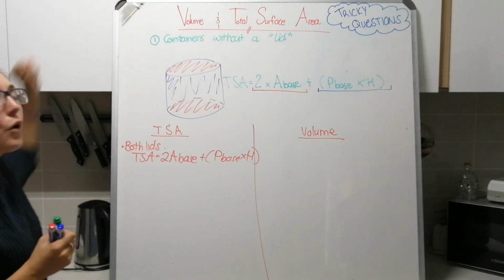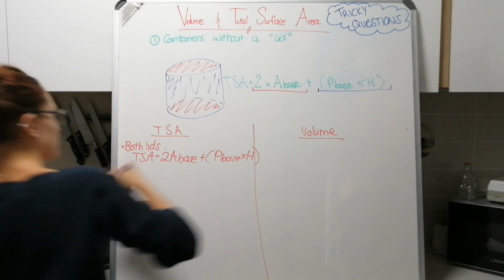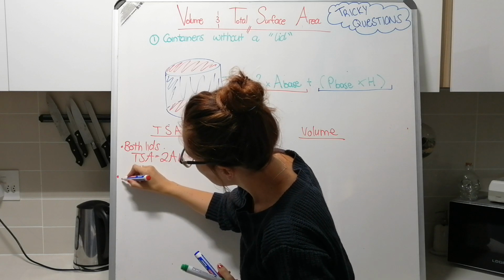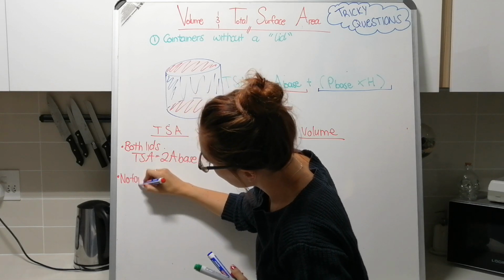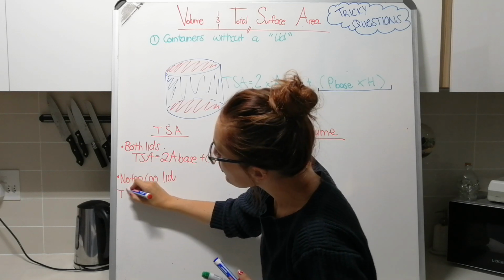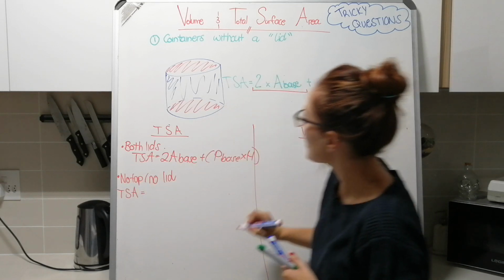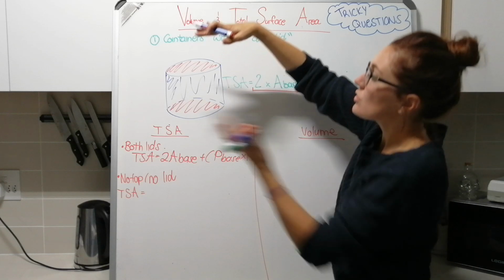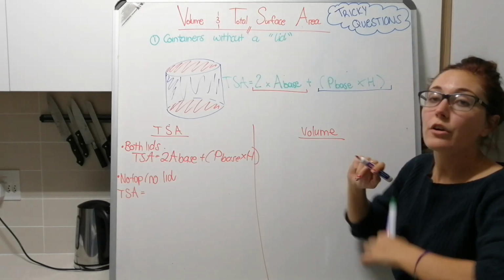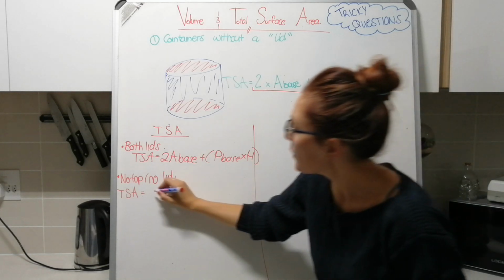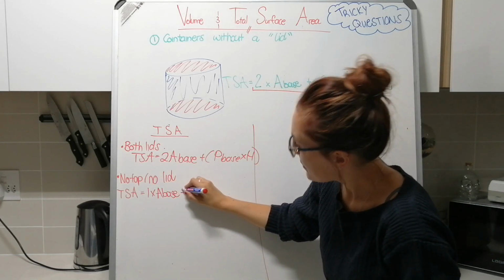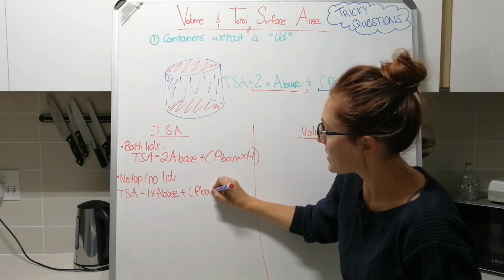So if I've taken off my lid, in which case I only have a bottom, so if there's no top, okay, so no top or no lid, then our total surface area formula actually changes. So then instead of saying 2 times the area of the base, that's top and bottom, that's what the 2 is, we're only doing bottom, which is going to be 1 times the area of the base, plus the perimeter of the base times height.